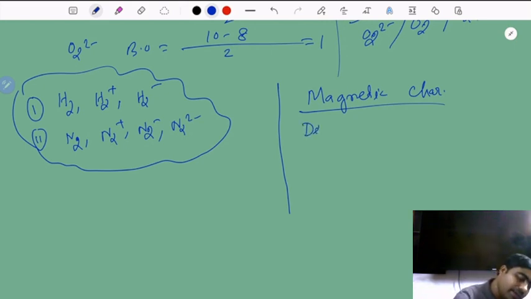Diamagnetic means there are no unpaired electrons, and the other one is paramagnetic.